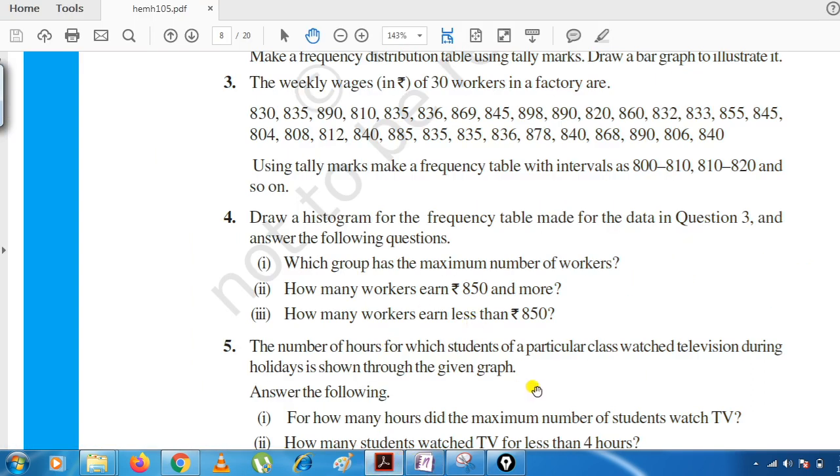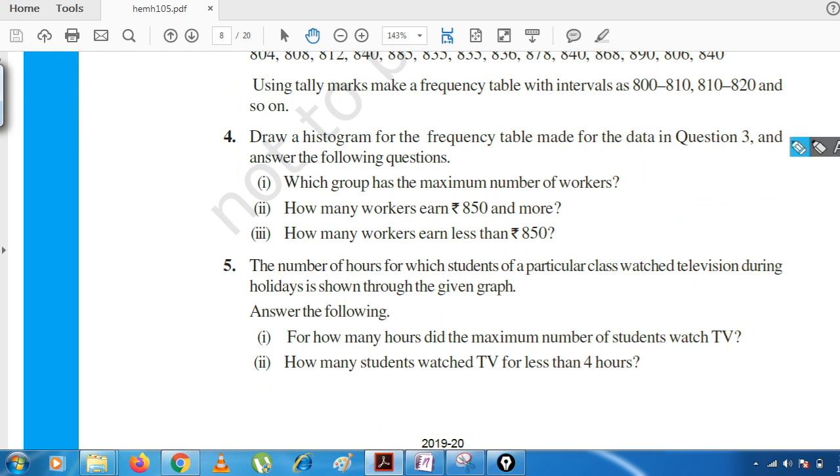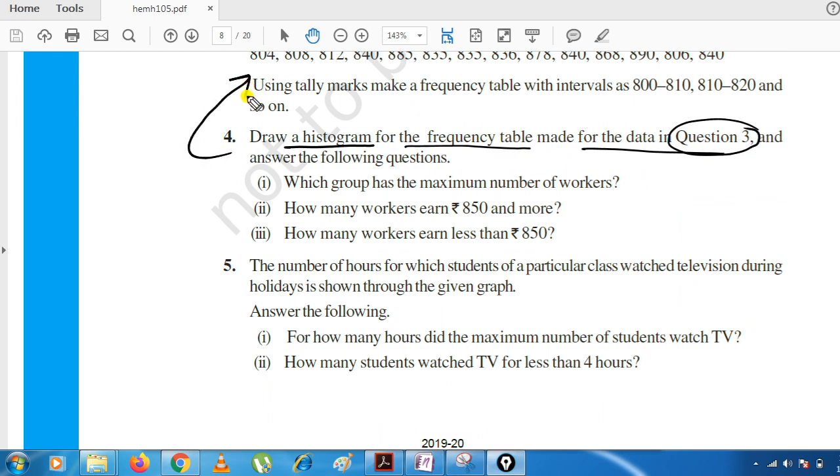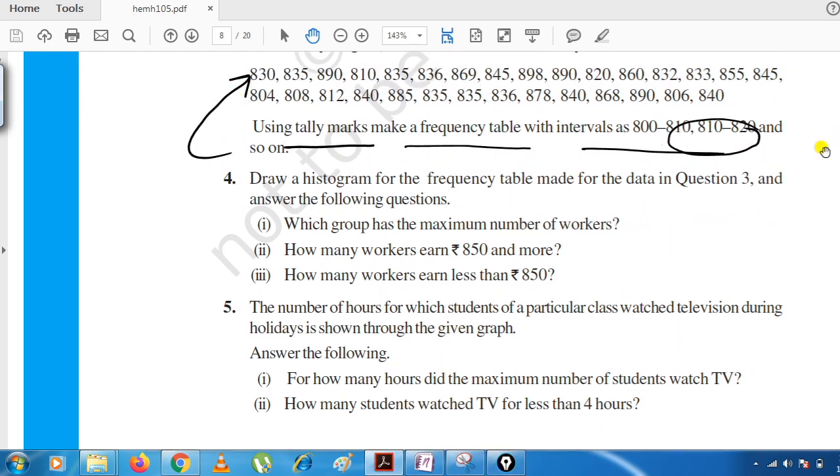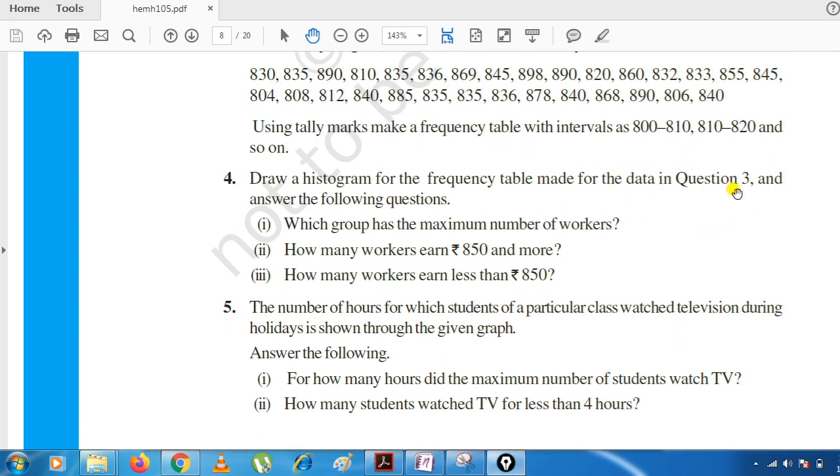Now after question number 3 we have question number 4. So what is question number 4? Let us see. In question number 4 we have to draw a histogram for the frequency table made for the data in question number 3. That means question number 4 is related to question number 3. How? The data of question number 3 we have to use in question number 4, for the histogram.